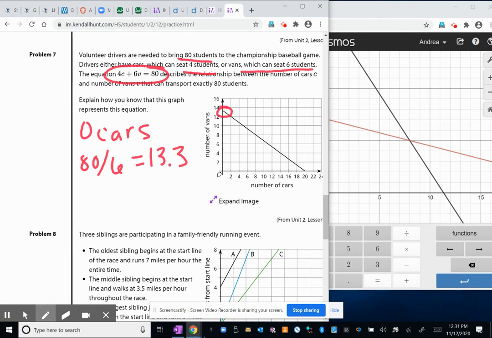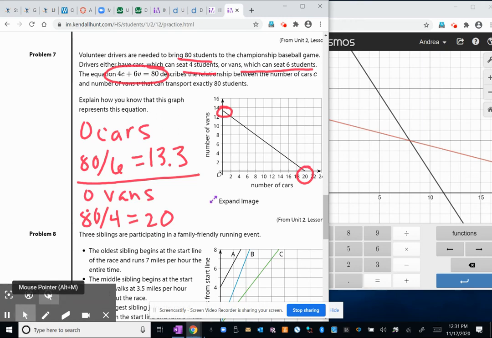And then on the other end of it, what if there aren't any vans? 0 vans. Then to figure out the number of cars, we would calculate 80 divided by 4. Well, I don't need a calculator for that. 80 divided by 4 is 20. And you can see that that's where it crosses the x-axis. So I can really confidently say that this graph represents the given situation.